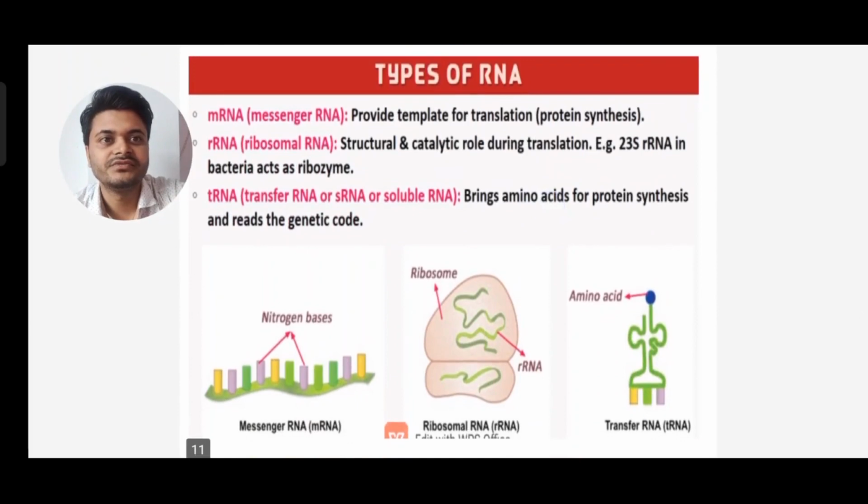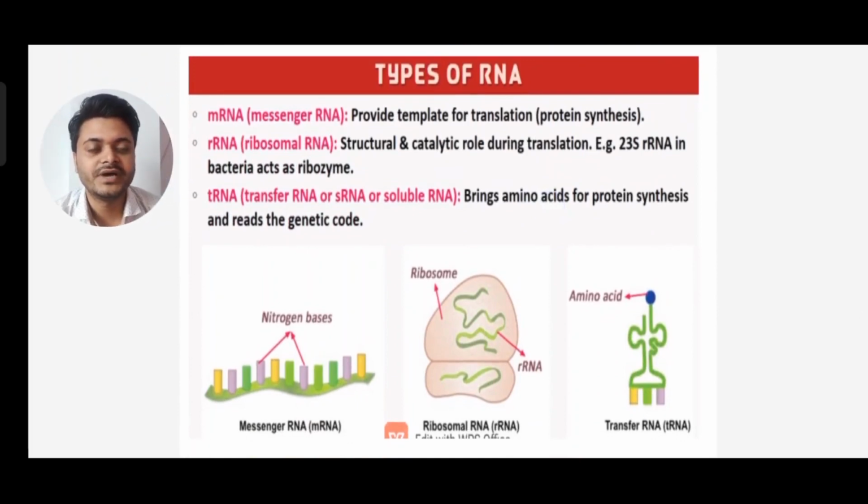Now you can see the different types of RNA. Messenger RNA, that is mRNA, provides the template for translation, that is protein synthesis. Next is ribosomal RNA or rRNA. It plays a structural and catalytic role during translation. For example, 23S rRNA in bacteria acts as a ribozyme.